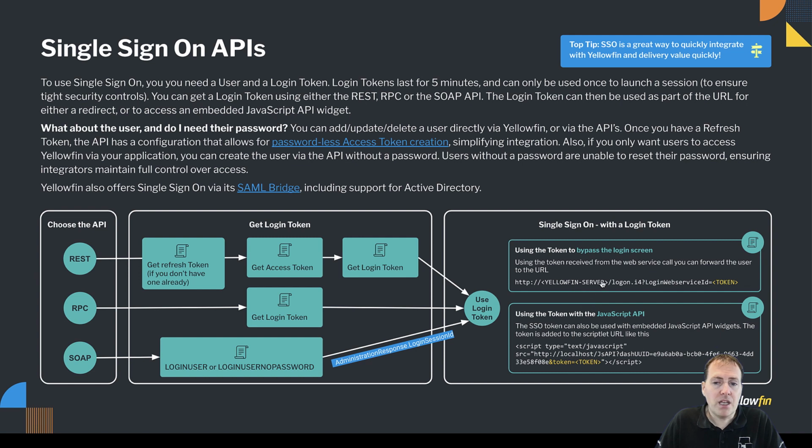So calling the Yellowfin server with the login and the login web server ID and the token allows you to then log directly into Yellowfin. You can also log in and identify specific entry points if it's a dashboard or a specific report or where you want to go. You can do that within the login URL. But I say very, very quick and easy to get up and get going. Now, if you're using single sign-on, there's also a SAML bridge that includes that support for Active Directory. So lots of different ways to get up and get going.